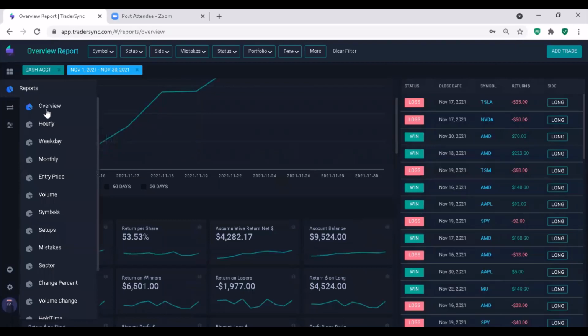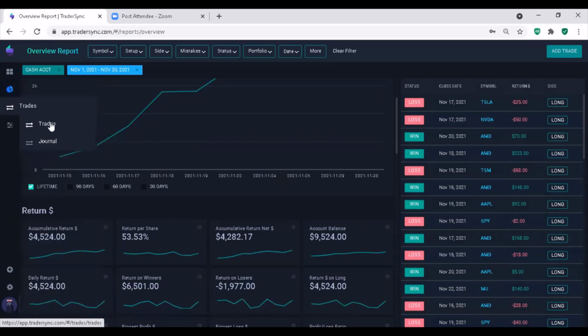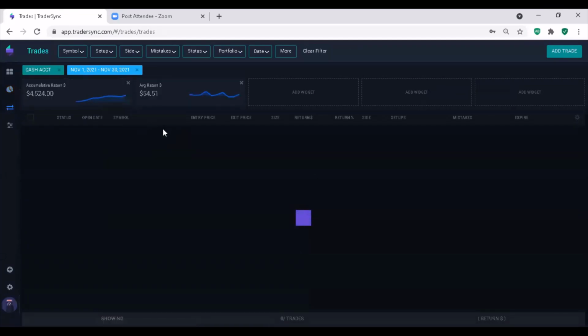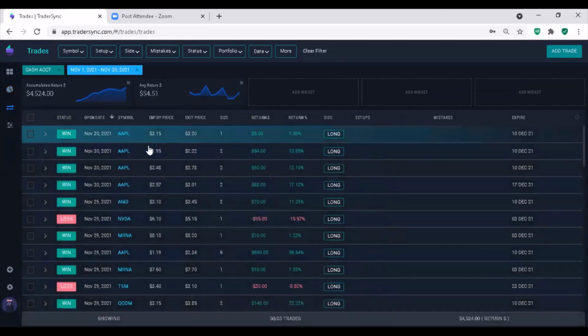So great information. You can do things like sector, based on the stocks that you trade. You can do volume, entry price, monthly, weekday, whatever you want. They have all the trades in the journal. So this is actually a list of all the trades you make, so you can kind of follow these.